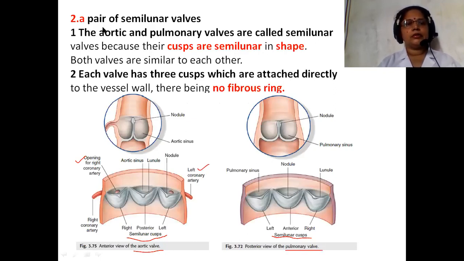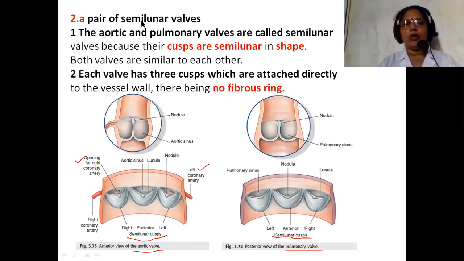Next, the second type: a pair of semilunar valves. The word itself suggests it: semi means half, lunar means half-moon shape. So here you can see a half-moon shape structure. This is the aortic valve structure. This is the pulmonary valve.